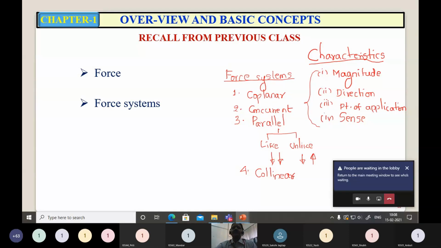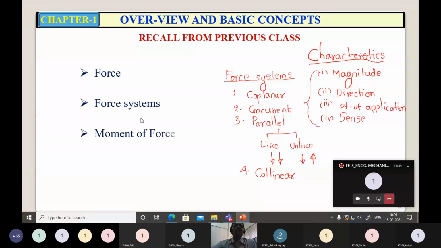Then again, we have the combinations, like coplanar concurrent force system, lying in the same plane, passing through a common point. Then coplanar parallel force system. Then non-coplanar concurrent, lying in different planes but passing through a common point, and so on. So we have different combinations.